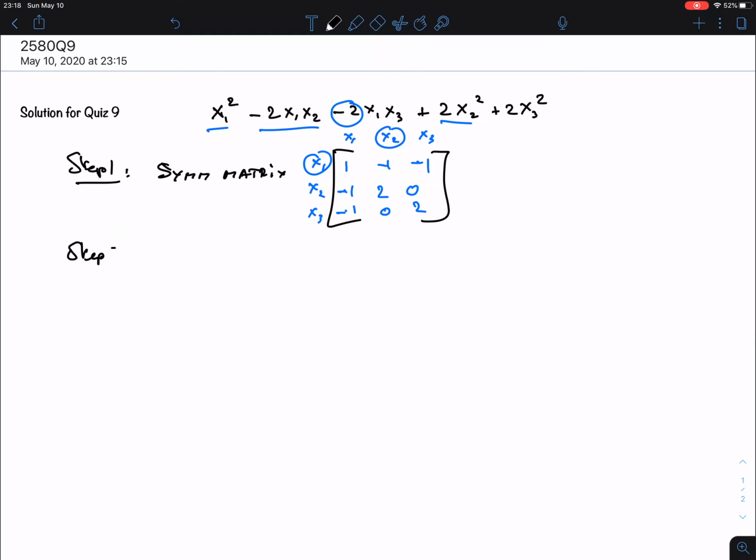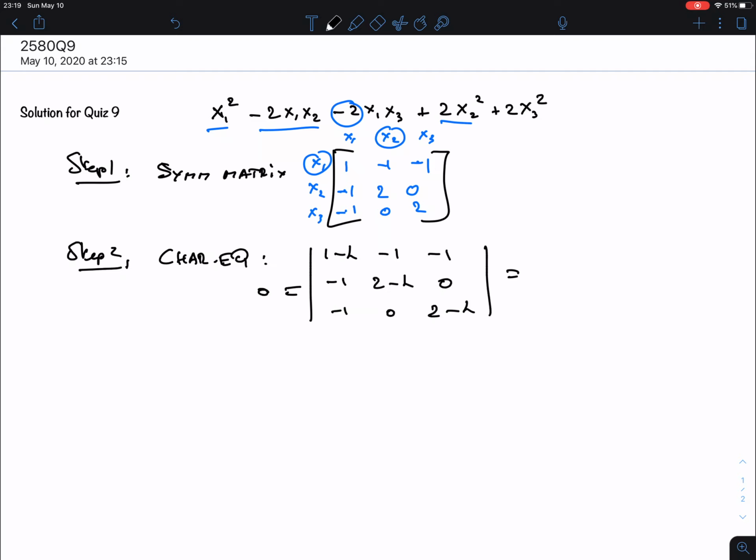Step 2 was then the characteristic equation. It's symmetric, right? So the characteristic equation would be, well, we have to subtract lambda from the diagonal. Now you have the choice, either you expand it along a column or a row, or you do some row operations. Let's expand it perhaps, just to show you that you can do this. I'm going to expand along row 3, because I take a row with at least one 0 in it.